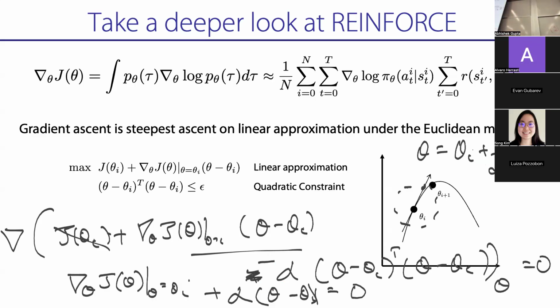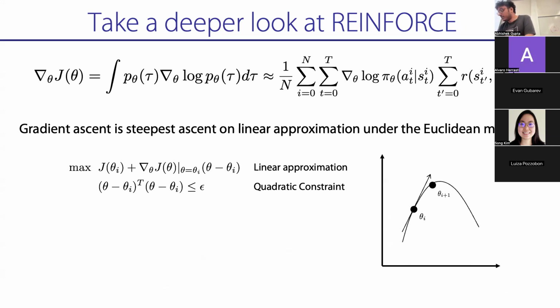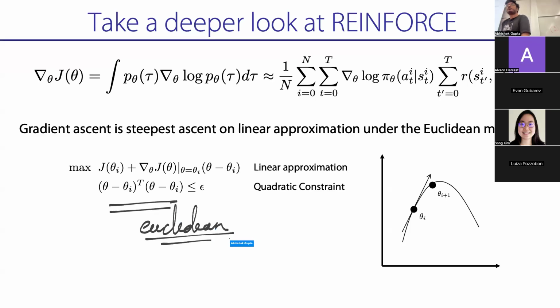The way to derive this is you take this objective and construct the Lagrangian. The constrained optimization is constructed as a penalty. Then you take the gradient with respect to θ and set it to 0, and you get θ equal to θ_i plus 1 over alpha of the gradient of J(θ) at θ_i. So you can think of gradient descent as steepest ascent under the Euclidean norm. It's not steepest ascent under every norm, it's under the Euclidean norm, meaning the L2 norm of θ minus θ_i.